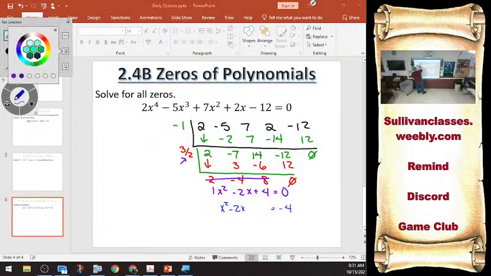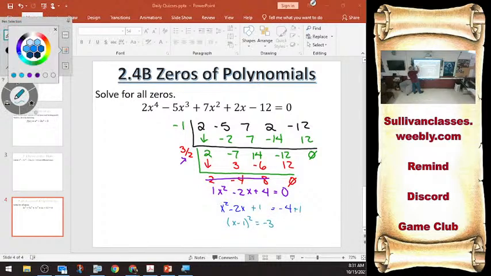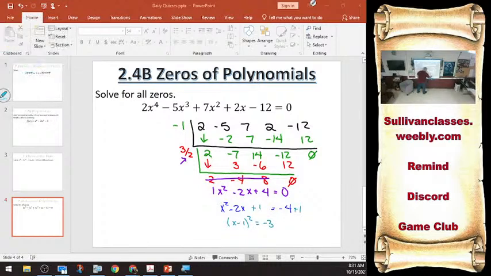Half of b is -1. -1 squared is 1. I'll add 1 to both sides. Now I can write it as x minus 1, the quantity squared, is -3. I can solve by square roots. Square root both sides, getting x minus 1 is plus or minus square root of -3 is square root of 3i, or i square root of 3. Depends how you want to write it. Technically, it's supposed to be square root of 3i because it's a coefficient of i.